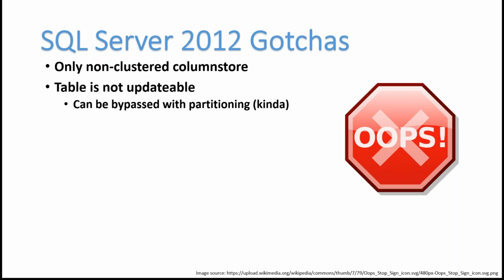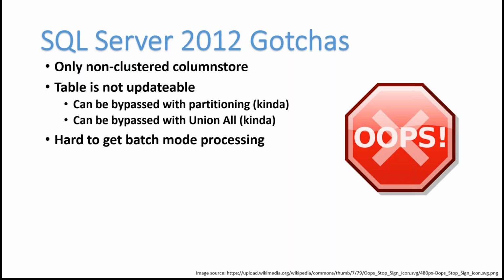So most of the table is partitioned, and let's say we work with daily partitions. We load the data into the last day partition, and at the end of the day, we would switch this partition in, and that way we could bypass the problem that the index is not updatable. And we also used UNION ALL to union between the old data that is compressed in Columnstore and the new data that sat on a row-based table and was updatable too. So even though the table wasn't updatable, we could bypass that.